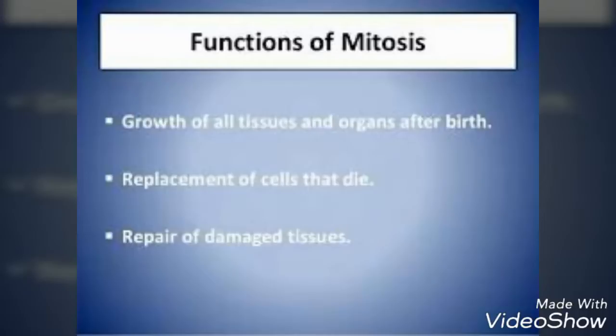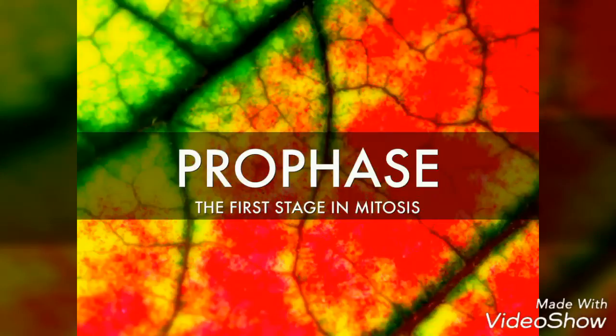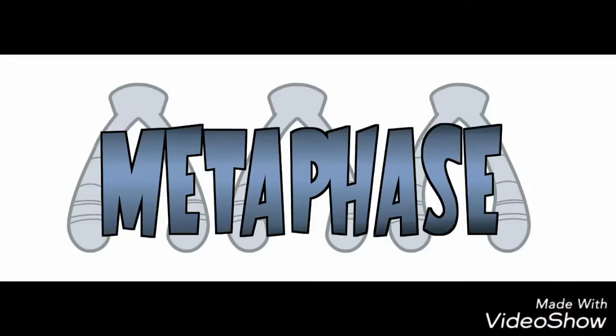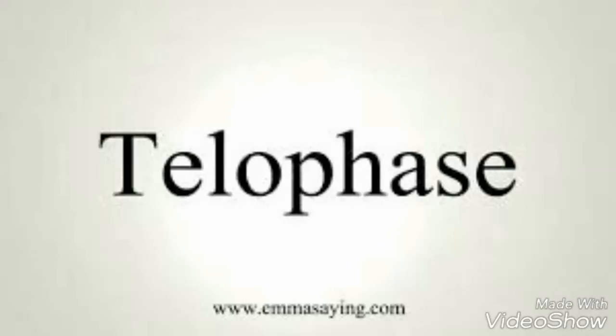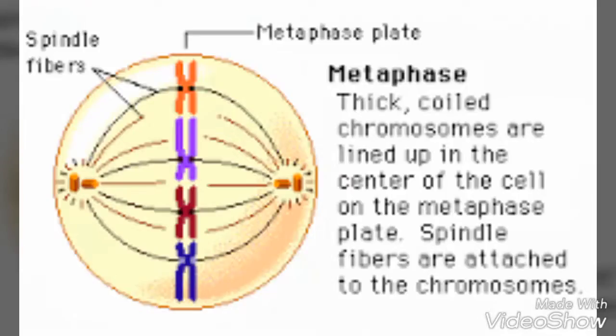Phases of mitosis. The first stage is prophase. The second is metaphase, the third is anaphase, and the last is telophase. In prophase, the chromosomes appear condensed and the nuclear envelope is not apparent. In metaphase, thick coiled chromosomes are lined up in the center of the cell on the metaphase plate. Spindle fibers are attached to the chromosomes.